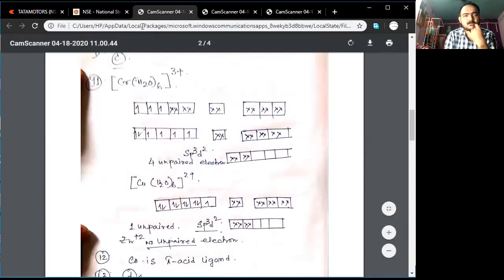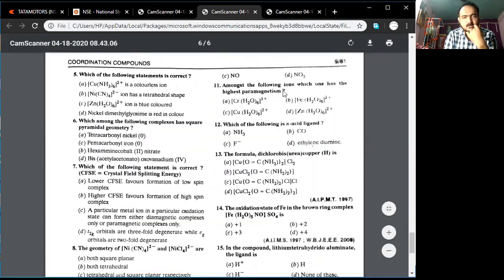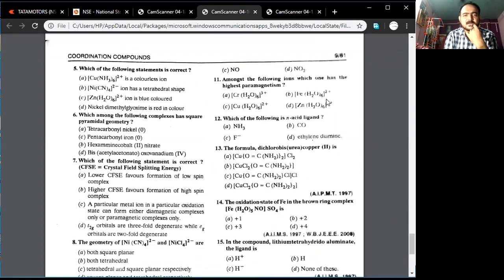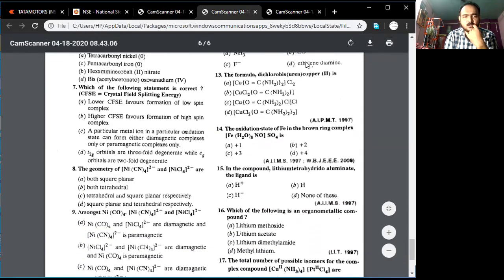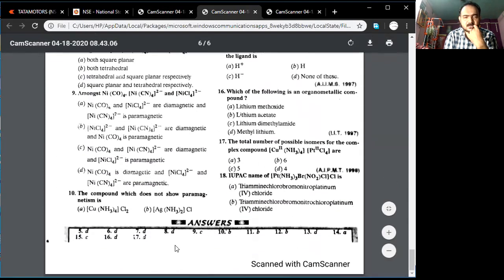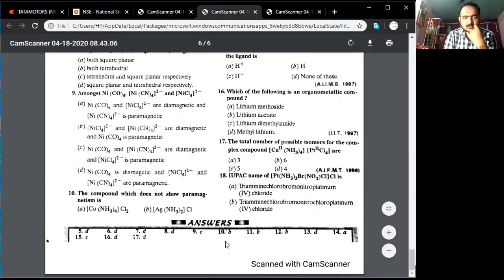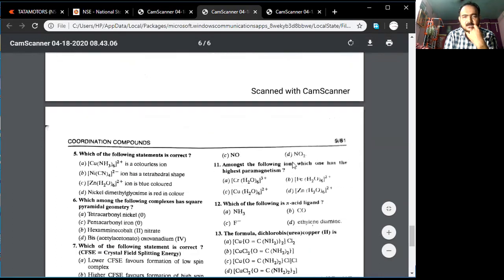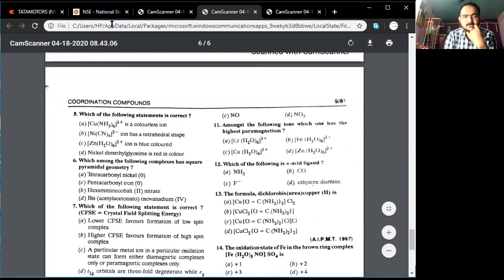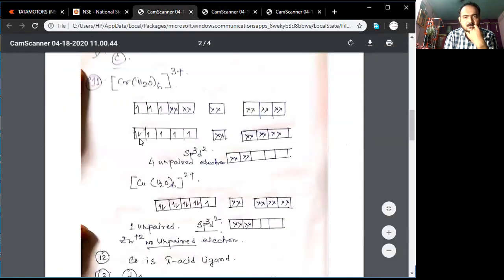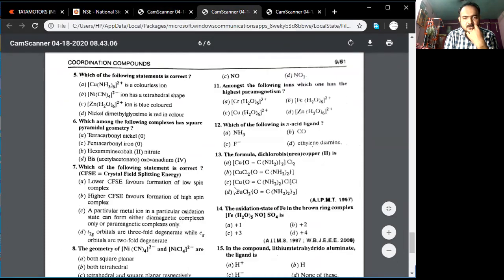So we came to the conclusion that [Fe(H2O)6]2+ has the highest magnetic moment, so it shows the highest paramagnetism. Now you can see question number 11, the answer of question number 11 is B, that is iron. We have seen that [Fe(H2O)6]2+ contains 4 unpaired electrons.